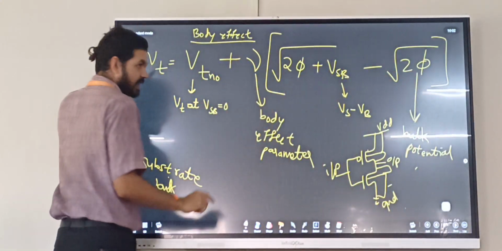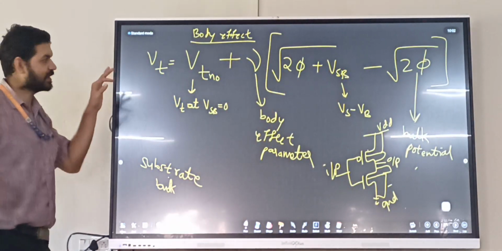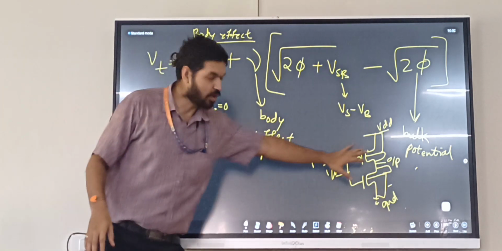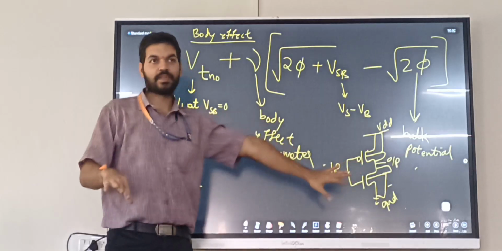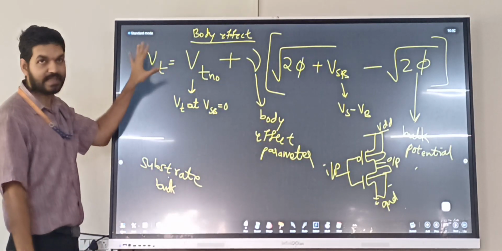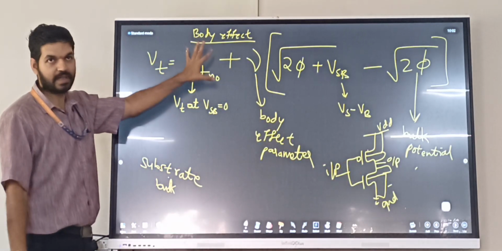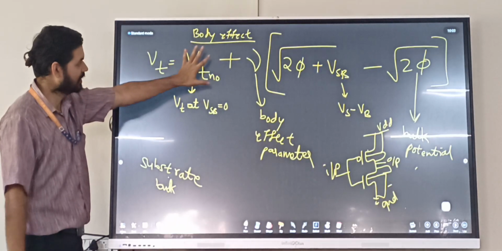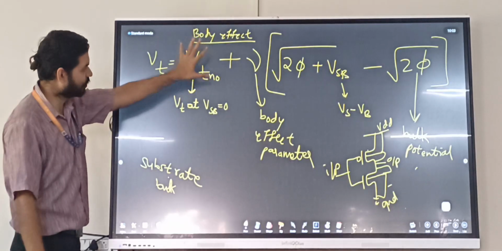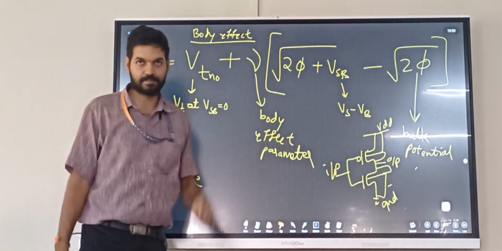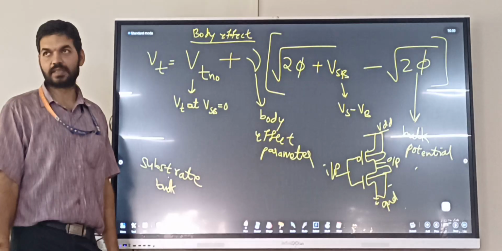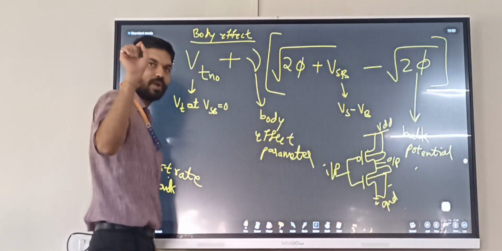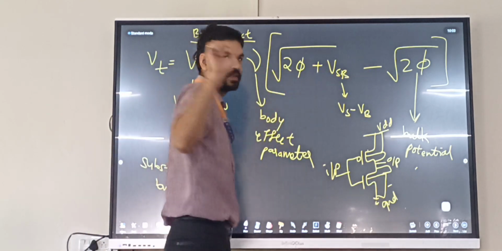So what is this equation? This equation says VT is the new threshold voltage. If a wrong connection is made, the new threshold voltage is given by the old threshold voltage. Earlier it was this much; with correct connection it stays this much. With wrong connection, old threshold voltage plus something is added. What is added? This is the body effect parameter. This will be very small.